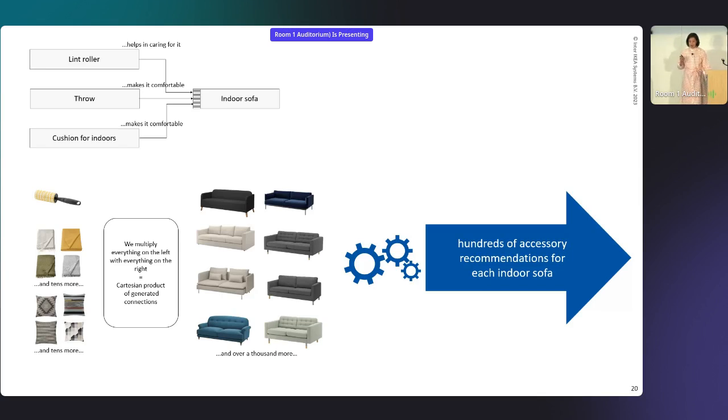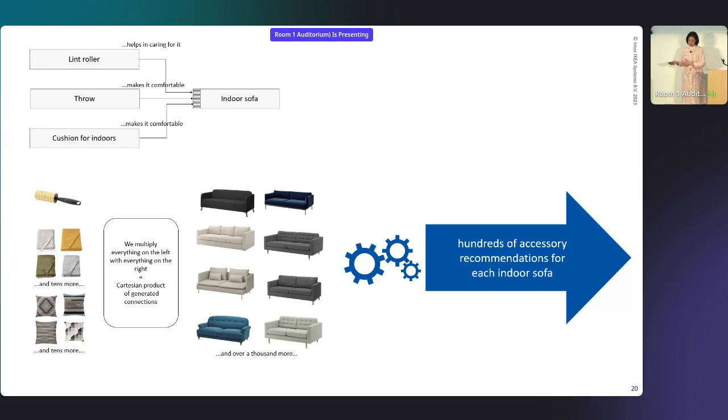So we're finding the actual lint roller. Currently, we're selling only one lint roller, but maybe in the future we could sell two, and that would be automatically picked up as well. Then we're finding all the throws. There are a few of these and tens more that we have in IKEA, as well as these few cushions and tens more of these cushions. And then we have almost 2,000 sofas on the right side.